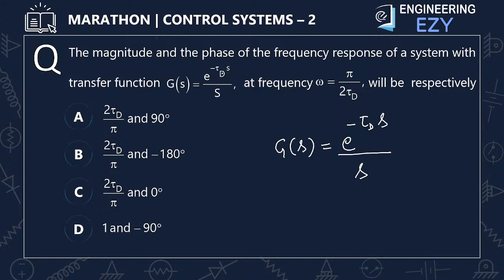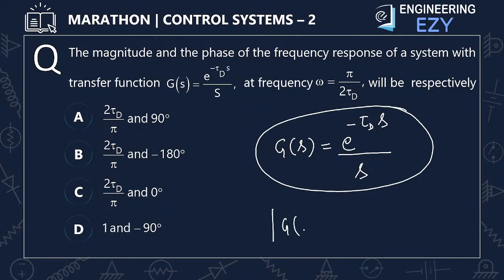Tau d S divided by S. So if the open loop transfer function is given, we have to calculate the modulus of G(s), or modulus of G(j omega), at omega equal to pi by 2 tau d, and we have to calculate the angle of G(j omega). Magnitude and phase we have to calculate at a particular frequency. So it is so easy.